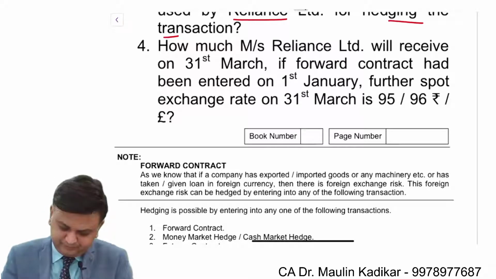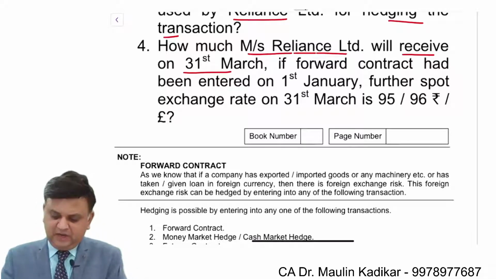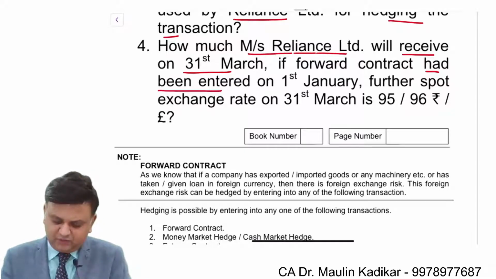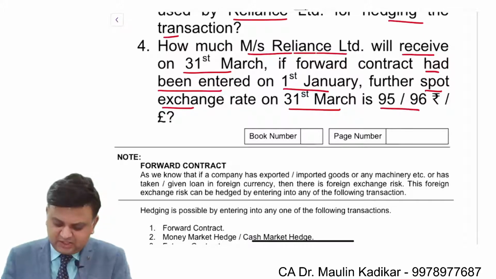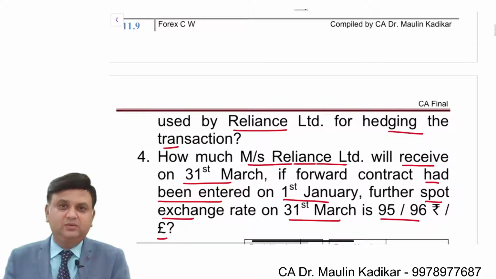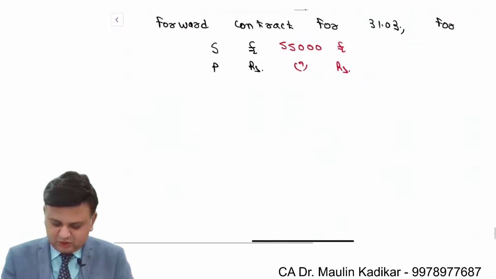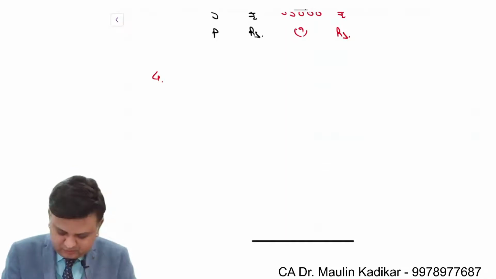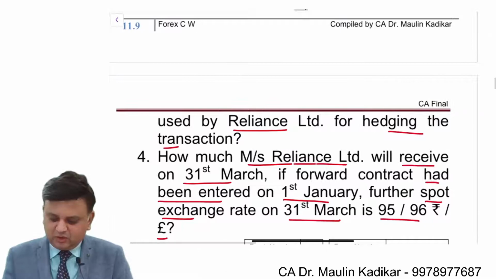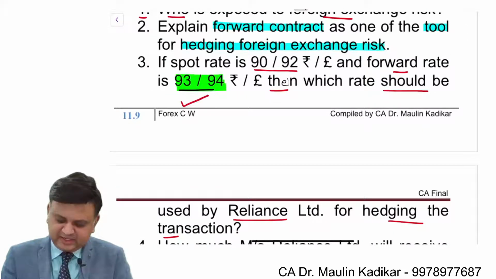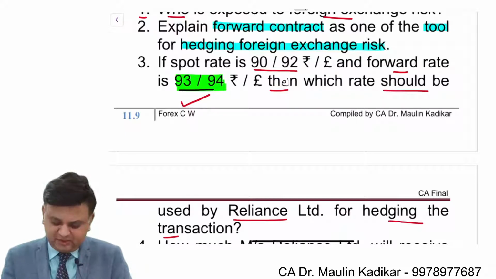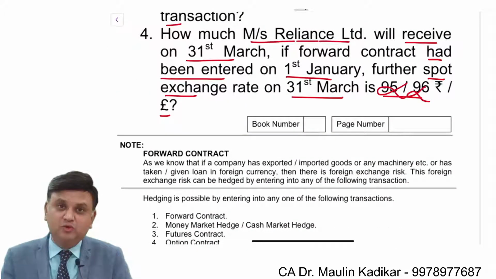Fourth question. How much will Messrs. Reliance Ltd receive on 31st of March if a forward contract had been entered upon on 1st of January? The spot exchange rate on 31st of March is 95.96 rupees per pound. Try to answer on your own. So, answer of the fourth question. Now, in order to compute the answer, the forward exchange rate 93.94 rupees per pound is relevant. This information is of no use to us.